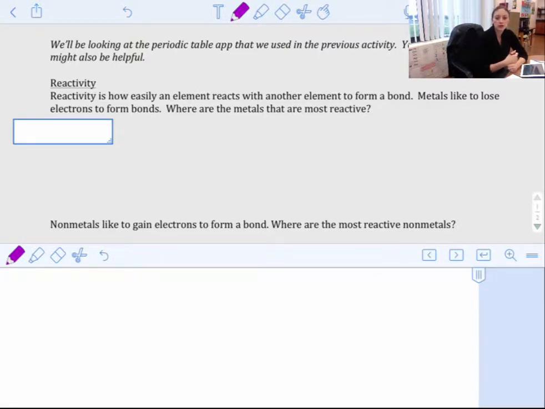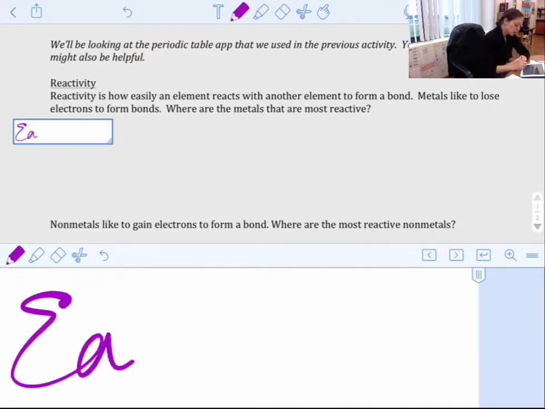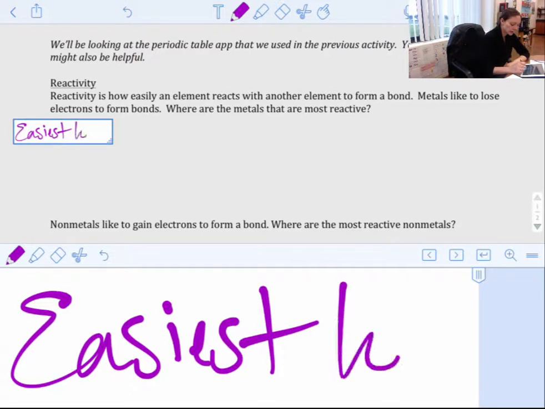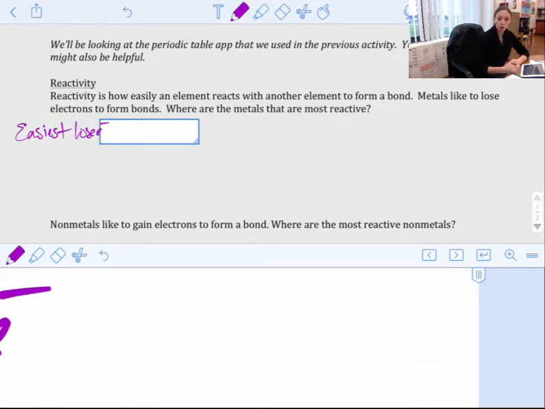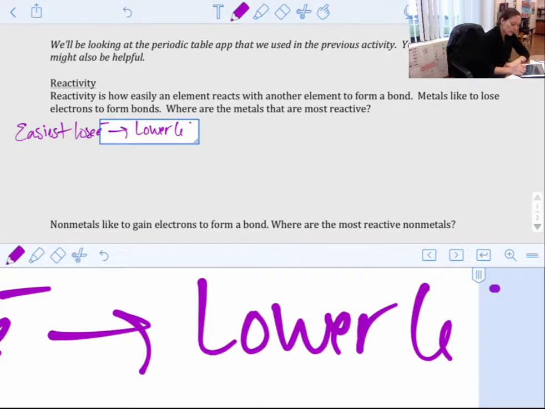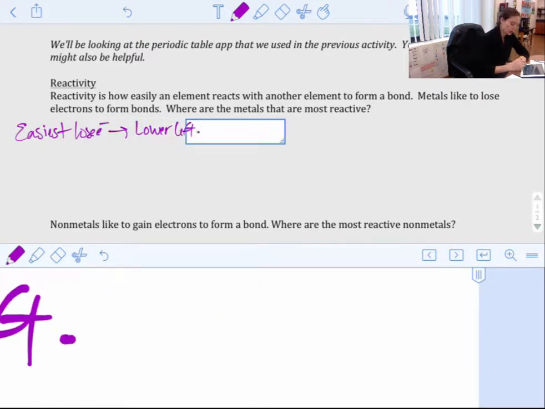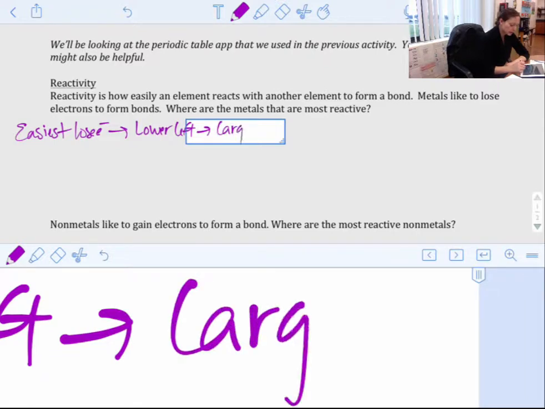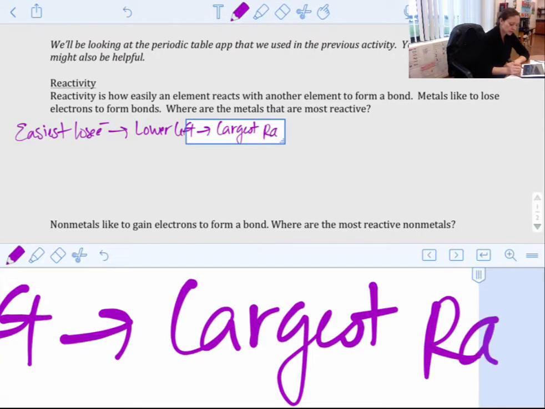Okay, metals like to lose electrons to form bonds. So if we talk about where the metals are that are most reactive, well, wherever they're easiest to lose electrons, those are my metals that are in the lower left. And the reason I'm going to say lower left has to do with your radius trend. These are the ones that have the largest radius.